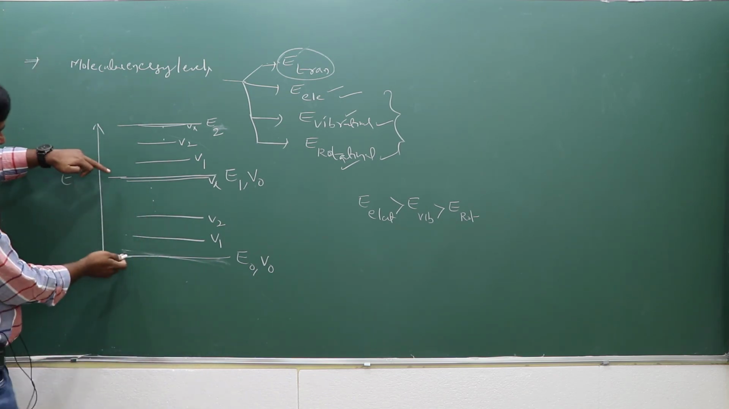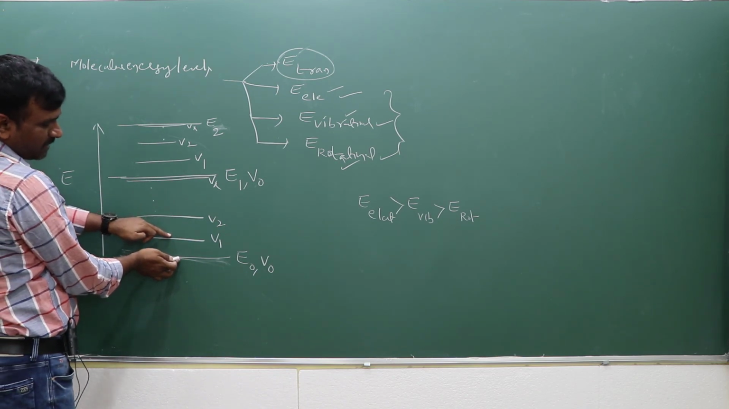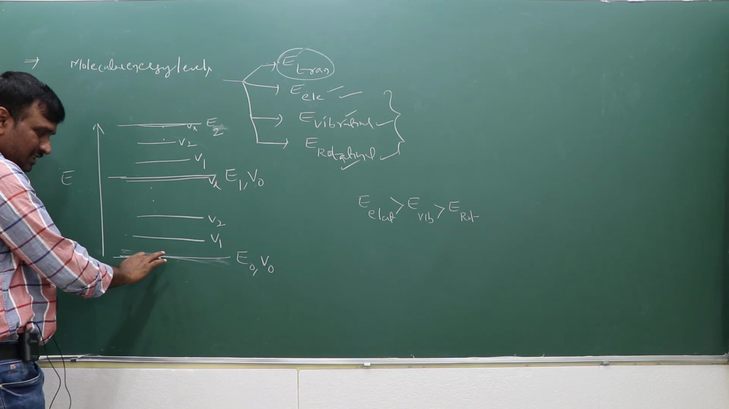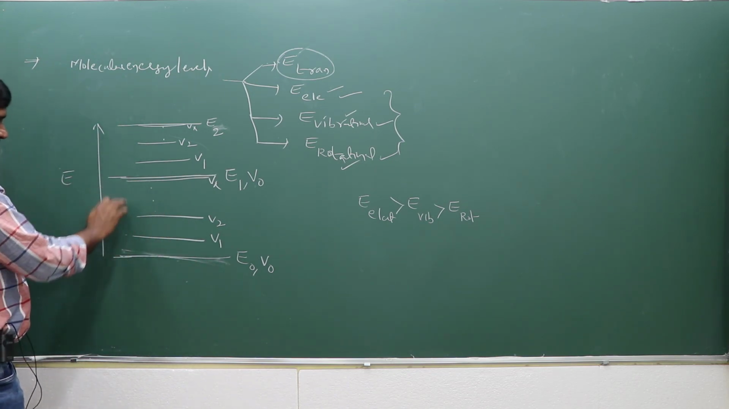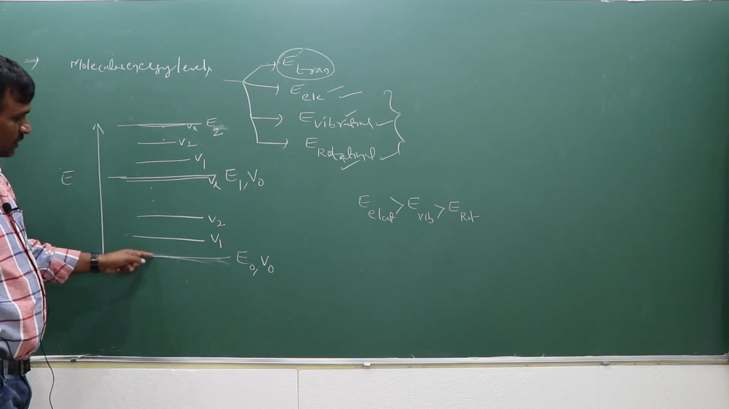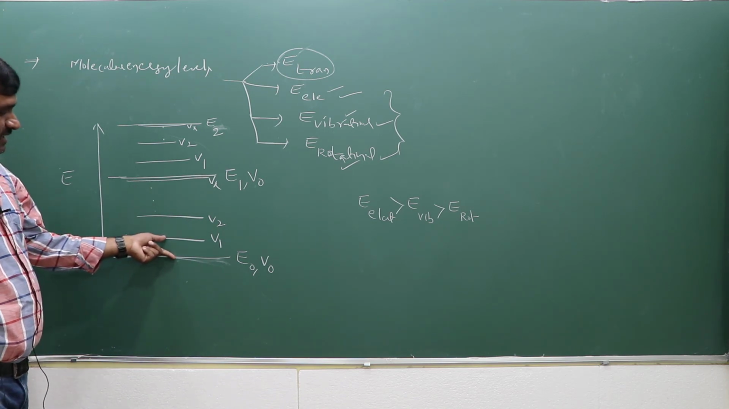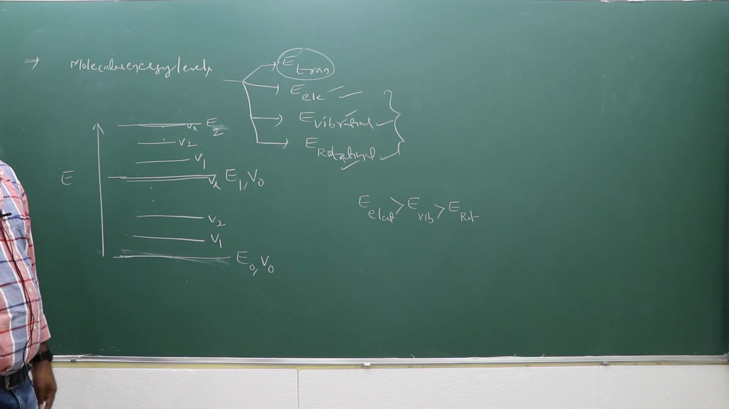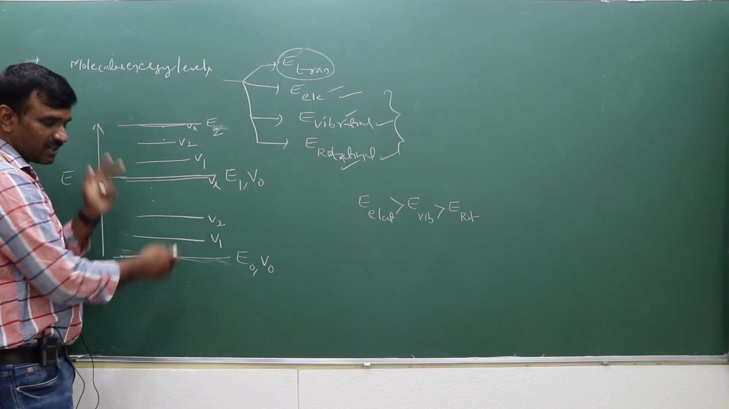Compared to the electronic energy level gap, E0 to E1, the V0 to V1 gap will be very small. So when an electron is excited from V0 to V1, the required energy, compared to an electron excited from E0 to E1, is very low. E0 to E1 is very high compared to V0 to V1, because less energy is required for V0 to V1, but E0 to E1 needs more energy. So in between the electronic energy levels, vibrational levels are arranged.